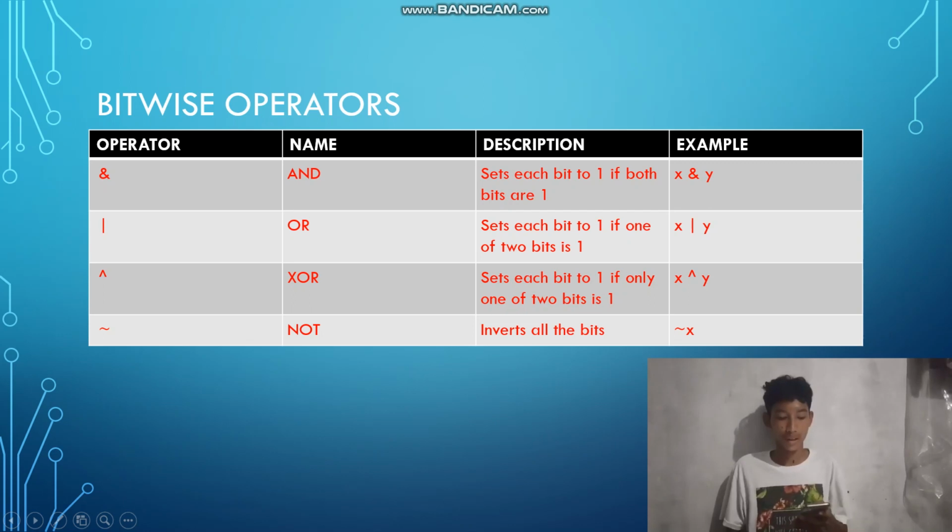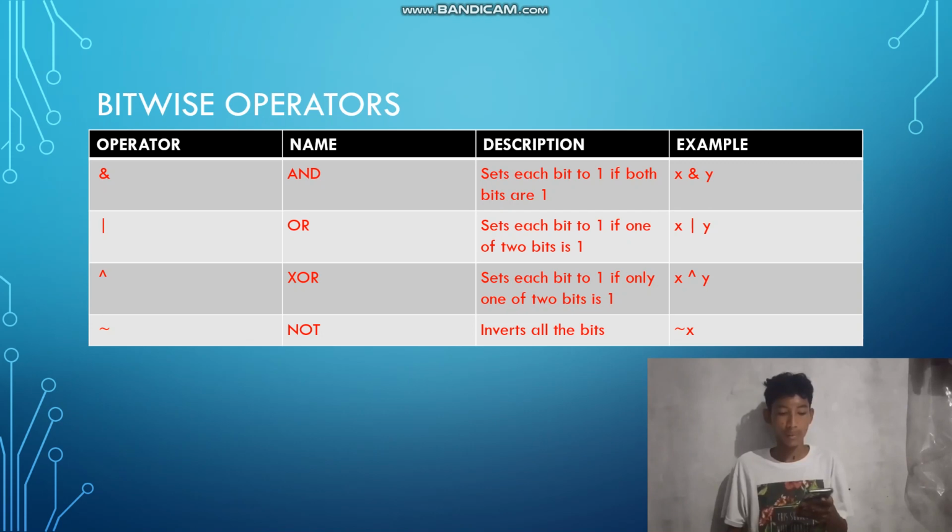In conclusion, the bitwise operators in Python, encompassing AND, OR, XOR, and NOT, are indispensable tools for manipulating individual bits within integer representations. The AND operator selectively sets bits to 1 if both corresponding bits are 1, useful for isolating specific bits.